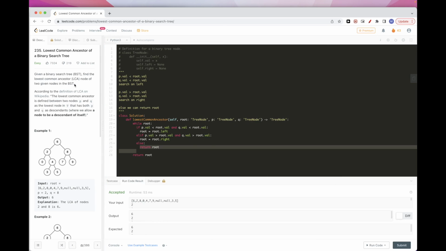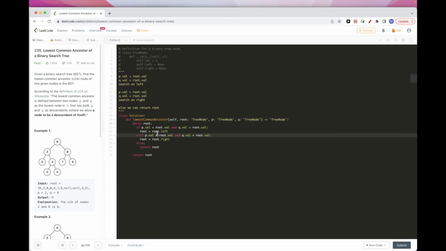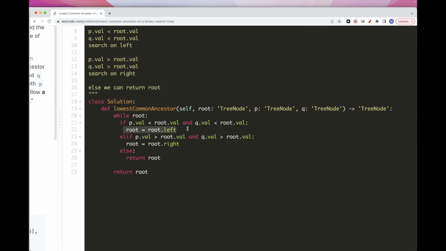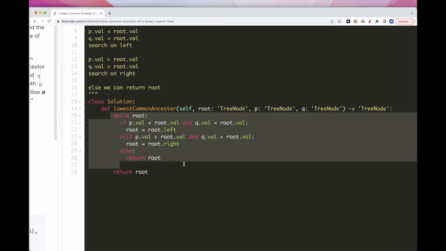Now, in terms of time complexity, we are doing only one side, right? Either go left or go right. So that means it's the height of the tree, so it's O of height of the tree. In terms of space, we are not using any extra space, so it's O of 1. Yeah, so that's pretty much it for this problem.